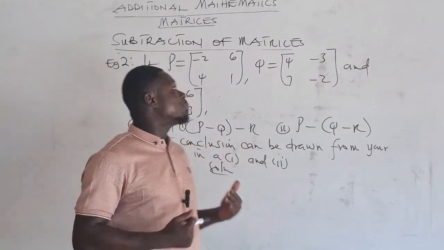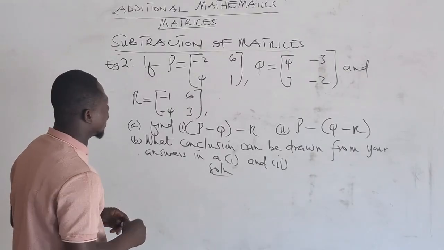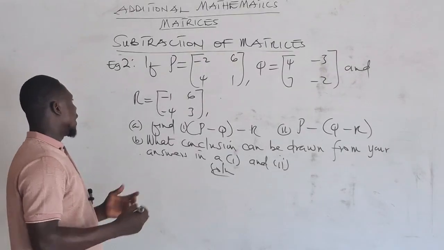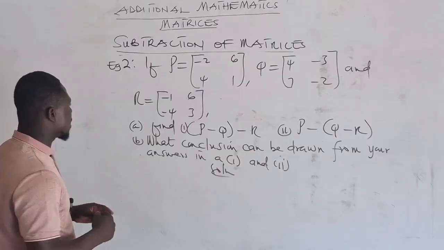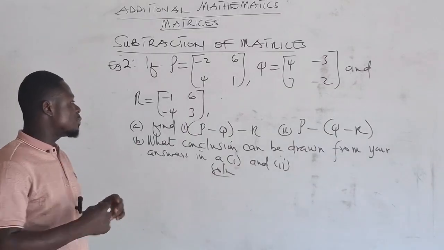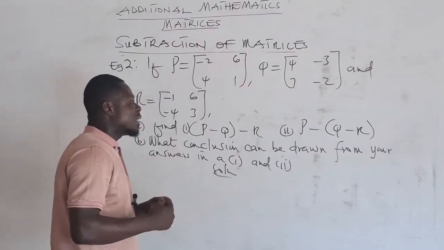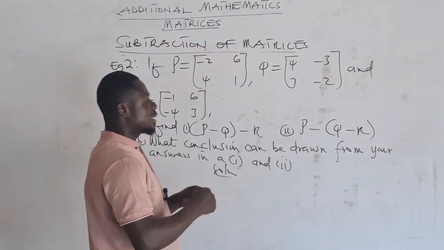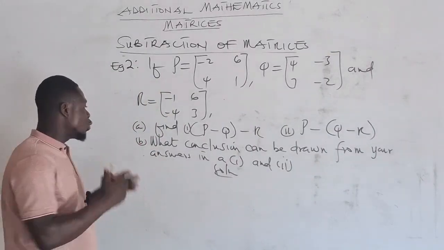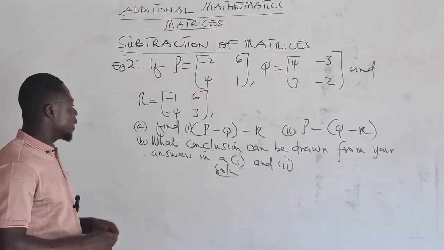In our second example, we have P equal to negative 2, 6, 4, 1, Q equal to 4, negative 3, 7, negative 2, and R equal to negative 1, 6, negative 4, 3. (a) Find (i) in a bracket P minus Q, minus R. Then (ii) P minus, in a bracket, Q minus R. Let's tackle the (a) before we come to the (b). The (a) will help us draw our conclusion in (b).